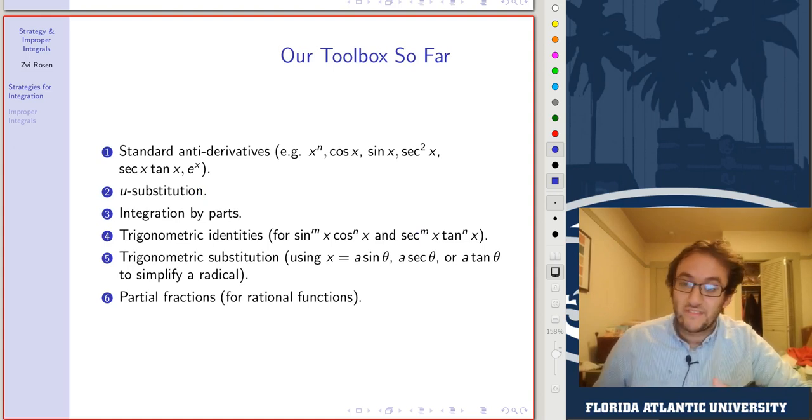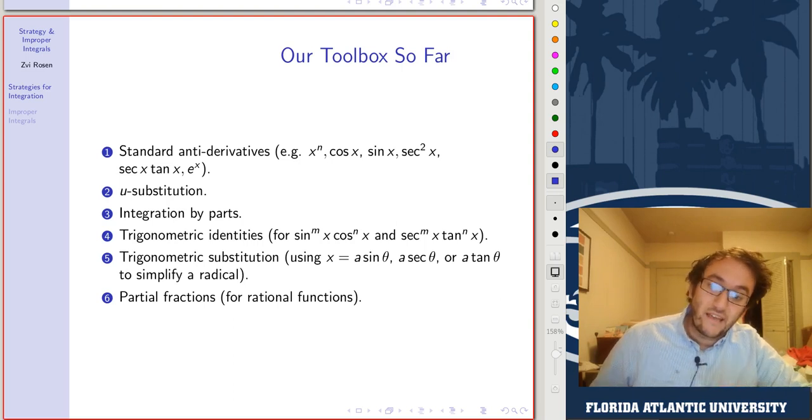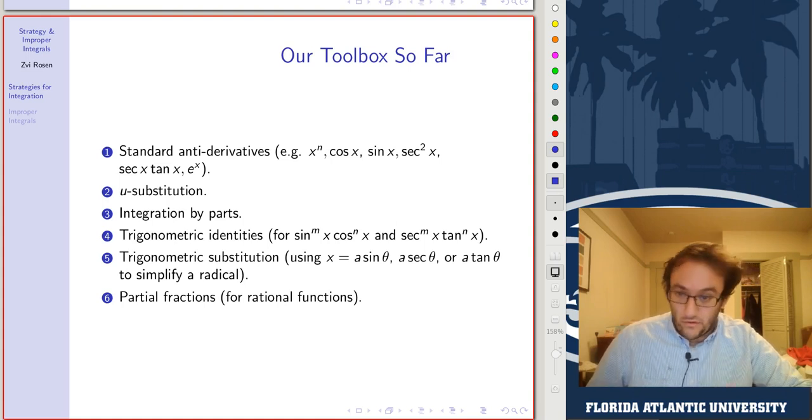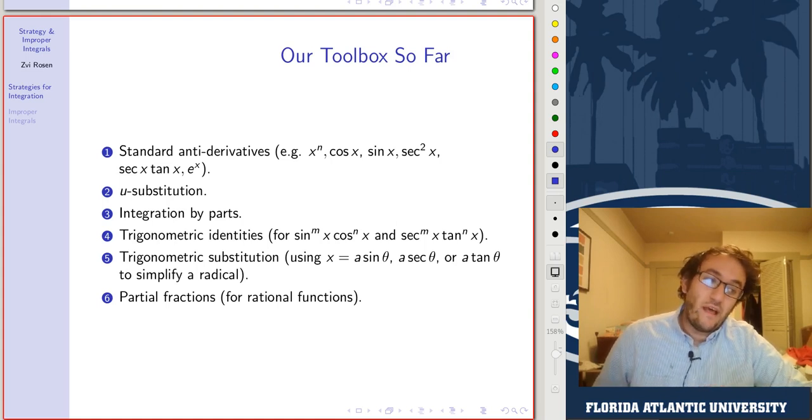So first of all, we have the set of standard antiderivatives. Think, the power rule for x to the n. We know what the antiderivatives are for the trig functions: cosine x, sine x, secant squared x, and secant x tan x. The exponential function, obviously, is its own antiderivative. Those are our standard antiderivatives, and they're the most basic tools in our toolbox.